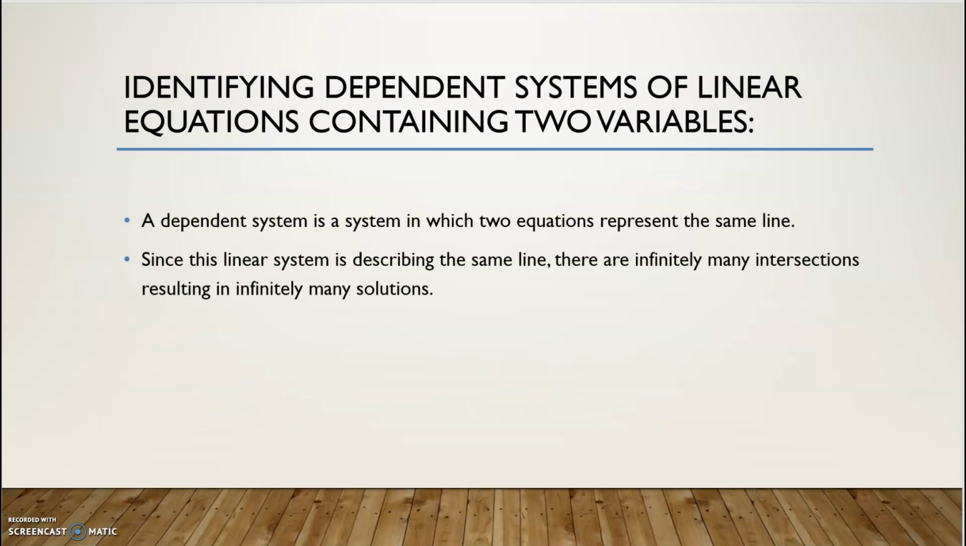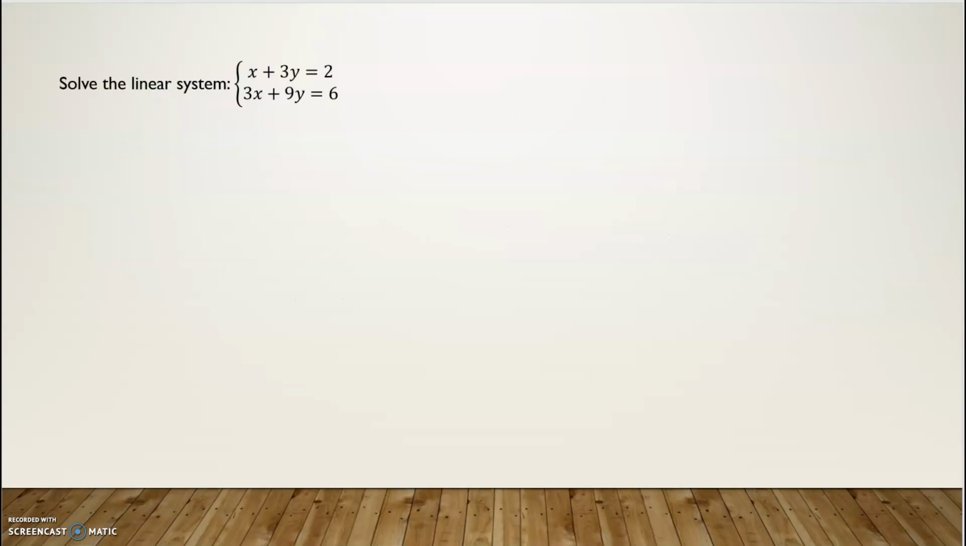Identifying dependent systems of linear equations containing two variables. So a dependent system is a system in which two equations represent the same line. Since this linear system is describing the same line, there are infinitely many intersections resulting in infinitely many solutions. Okay, so what this will look like, and we're going to name these 1 and 2. We're going to put them both into y equals mx plus b format.